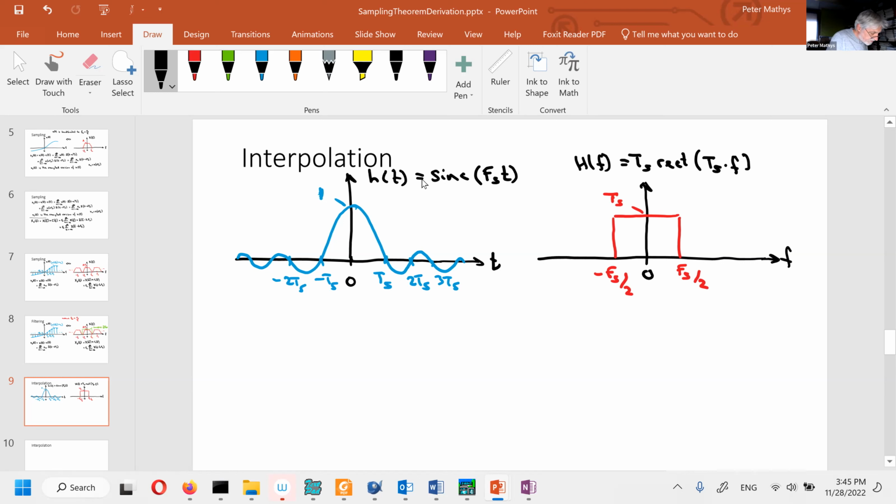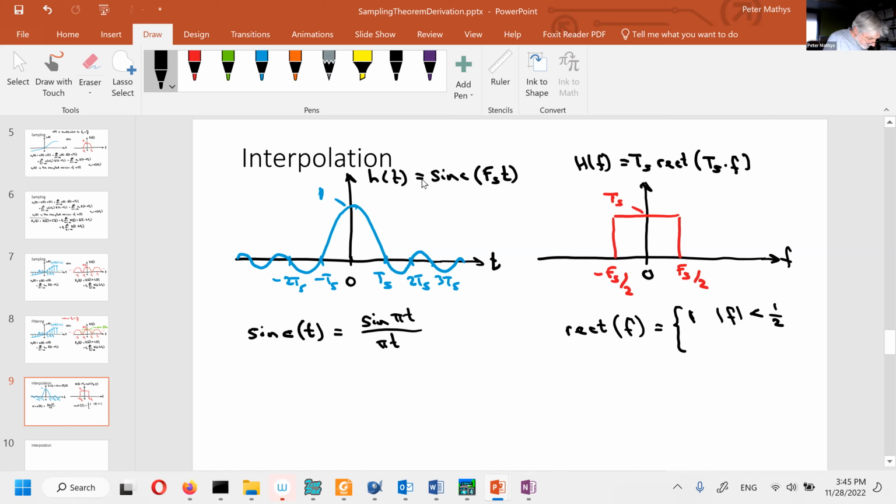Okay, and just to be sure we have the right definitions here. So the sinc of t is equal to sine pi t over pi t. That's the definition of the sinc function, and the rectangular function of f is such that it's equal to 1 when the magnitude of f is less than 1/2, and it is 0 otherwise.